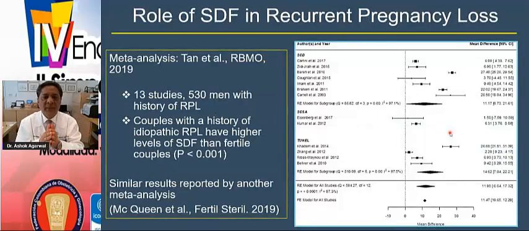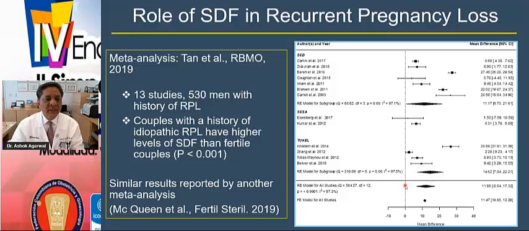And here we have more data. Here we have a meta-analysis published in 2019, which included 13 studies with over 500 men with a history of recurrent pregnancy loss. Couples with a history of idiopathic recurrent pregnancy loss have higher levels of sperm DNA fragmentation than fertile couples. As you can see, this is a forest plot, and these black diamonds are on the right side, indicating that the results are highly significant.